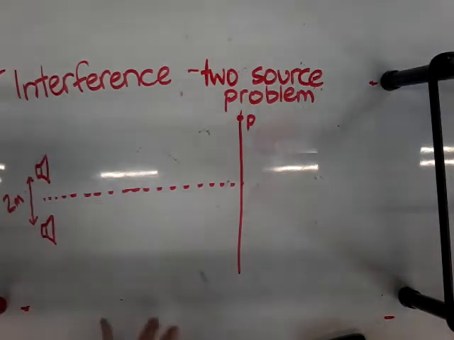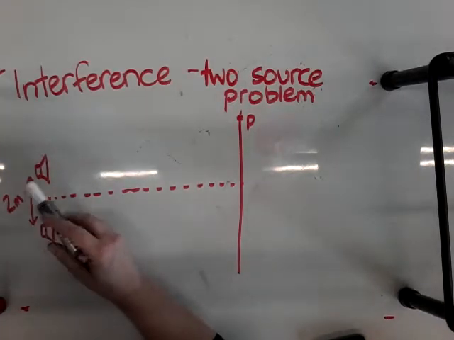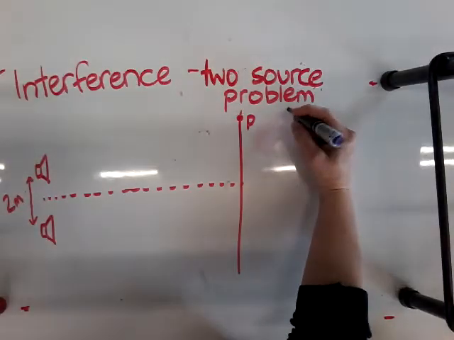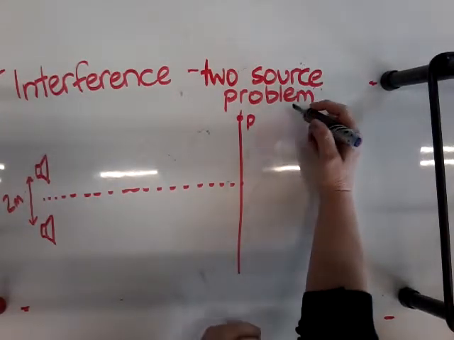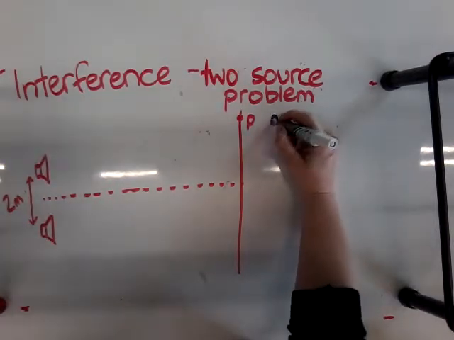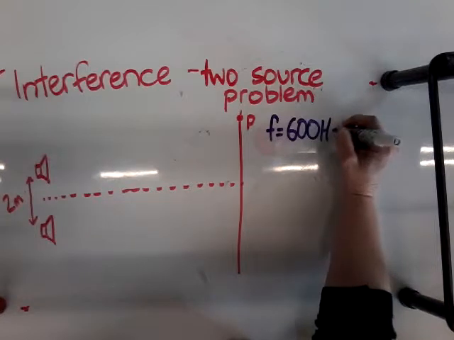So we're going to do a two-source problem, and we've been given the scenario that someone has incautiously set up a sound system with just two speakers. Here they are, they're 2 meters apart. The frequency that these speakers are producing, they're just producing a single note because that's never annoying at a party. They're producing a single frequency of 600 hertz.